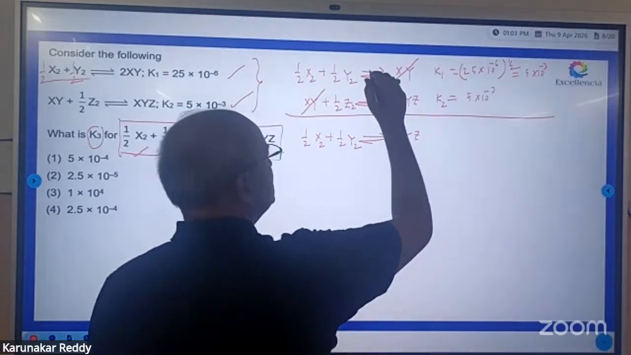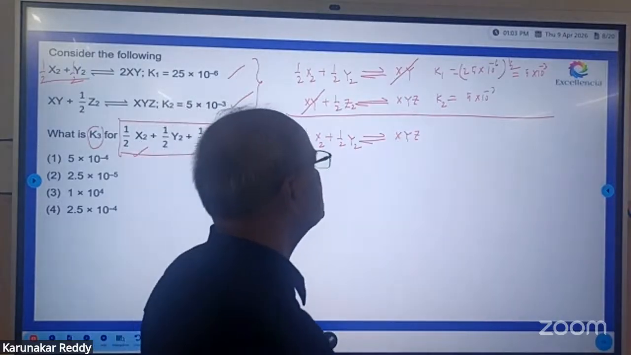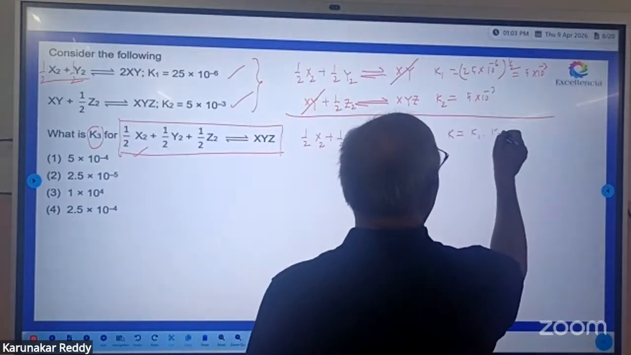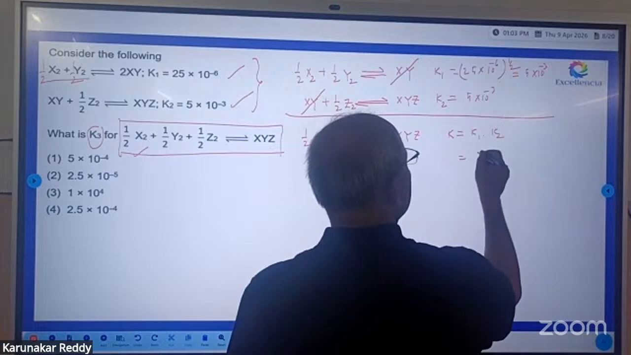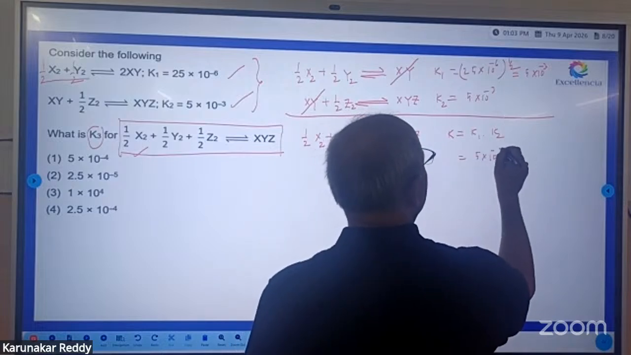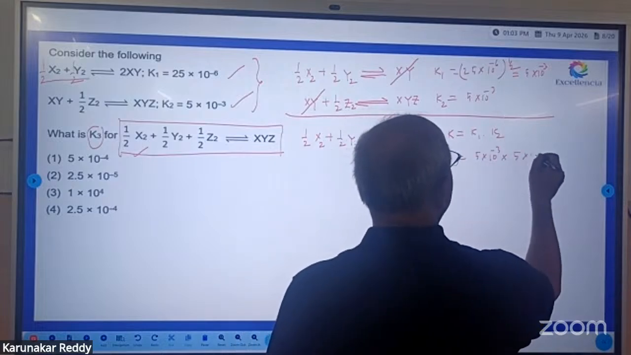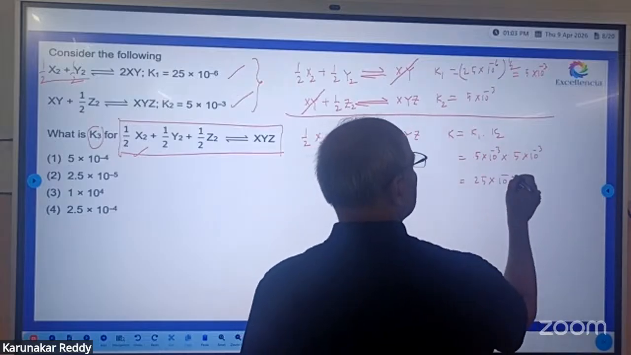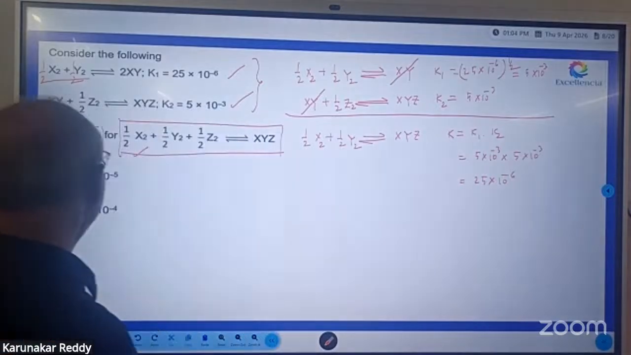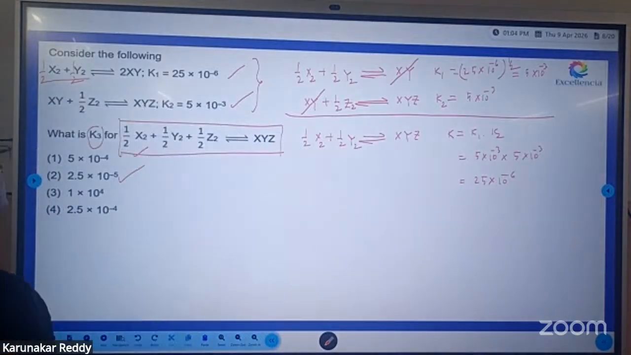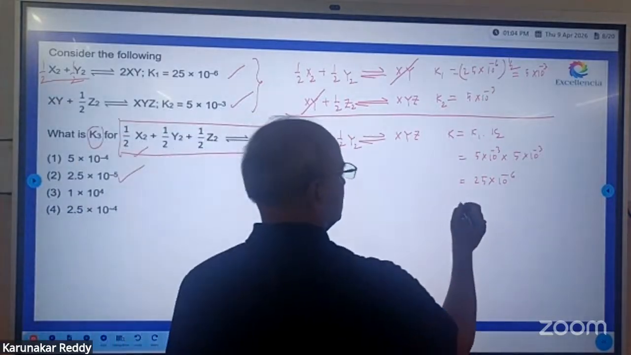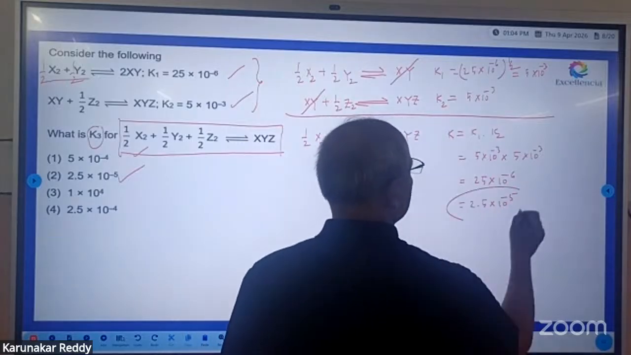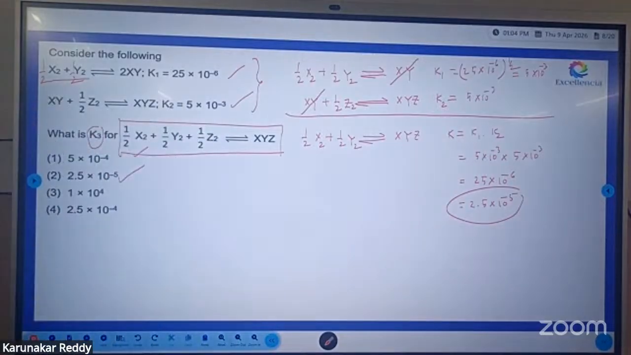So on addition of these two equations, the equilibrium constant will be K1 into K2. What is the K1 we got? 5 into 10 power minus 3. K2 is 5 into 10 power minus 3. It gives us 25 into 10 power minus 6. This can be rearranged as 2.5 into 10 power minus 5 as our answer. So 2.5 into 10 power minus 5 will be the correct answer for us.